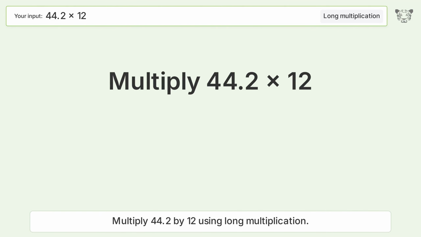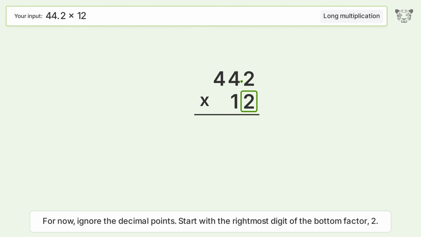Multiply 44.2 by 12 using long multiplication. For now, ignore the decimal points. Start with the rightmost digit of the bottom factor, 2.